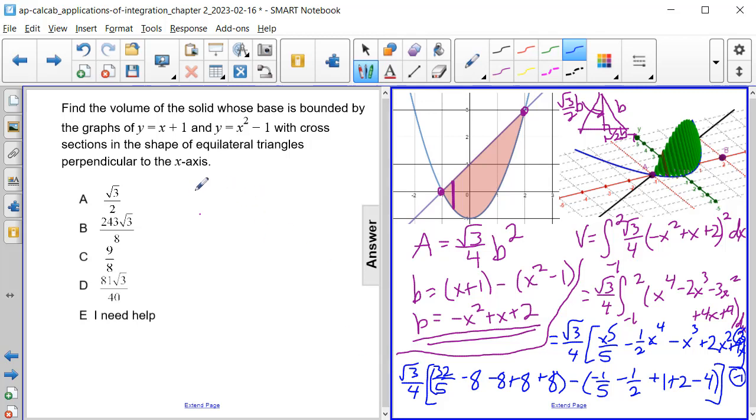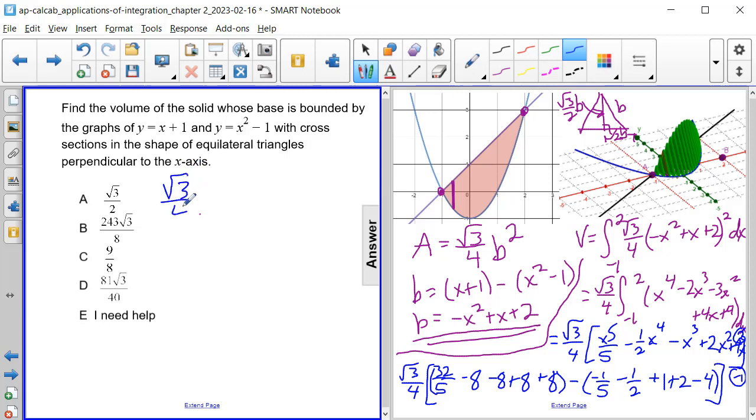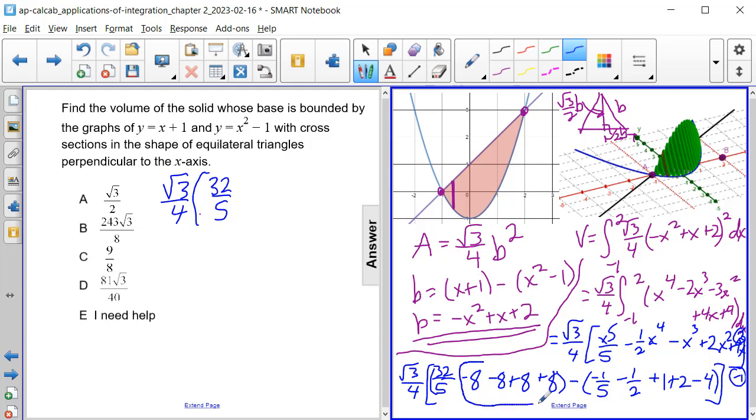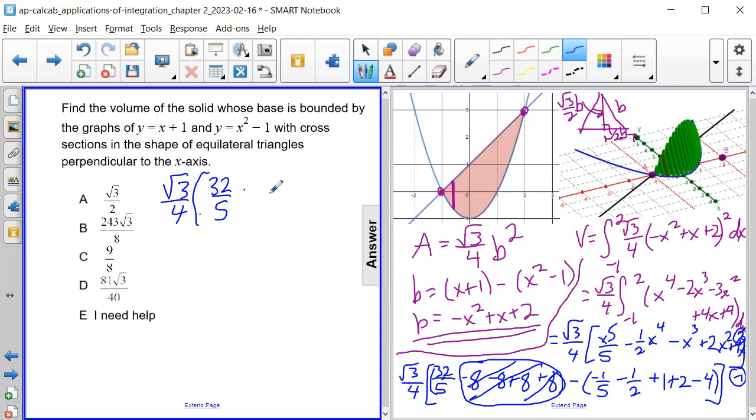Okay, now I'm going to extend back over here where I have more room. We still have the square root of 3 over 4, and we have 32 fifths. Notice we have all of these, minus 8, plus 8, plus 8. They actually all cancel each other out, so we don't need them anymore. Then we have a minus negative 1/5, so that's plus 1/5. And then minus negative 1/2, that'll be plus 1/2.